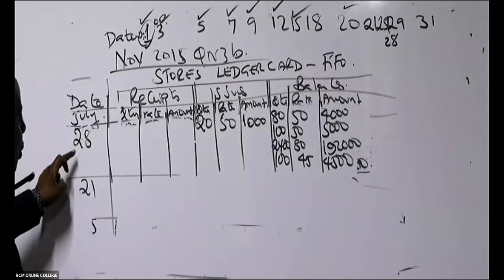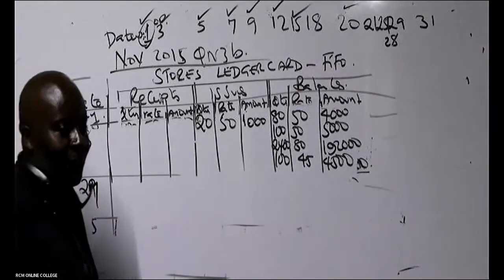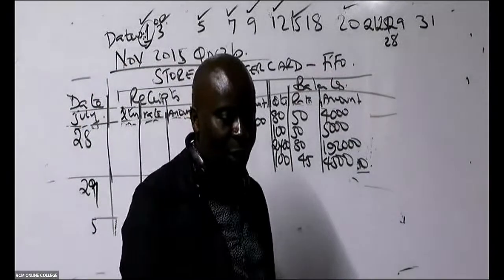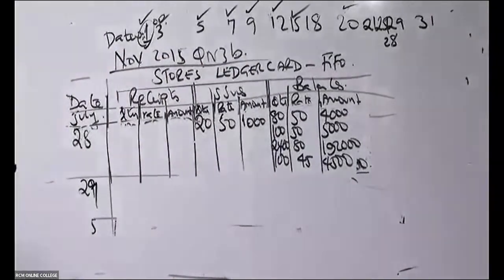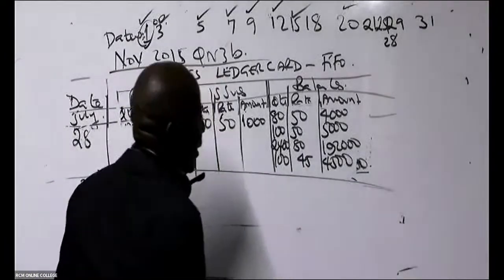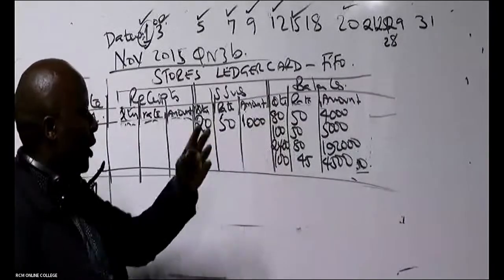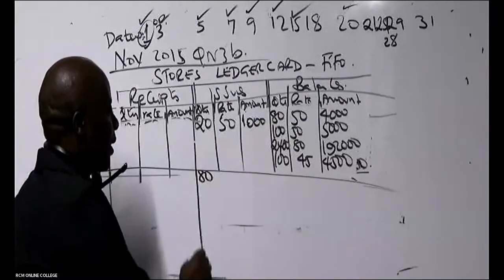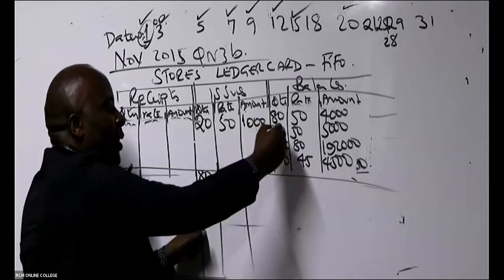So 28th, next is 29th. What happened on the 29th? We issued 600. Let's go ahead and issue. Do we have them really? Hey, this is very interesting. I like this 29th. The oldest batch we have has only 80. So first we give that 80. So 80 at what here, somebody? 50. Even this 100 is not yet enough.